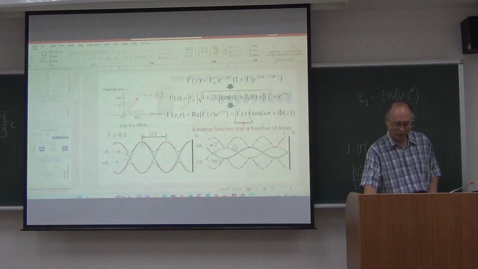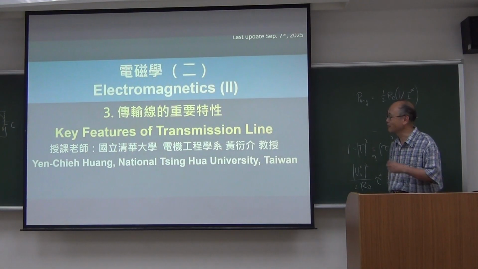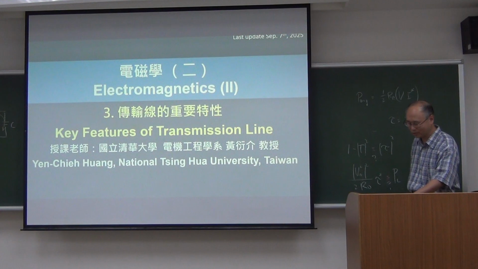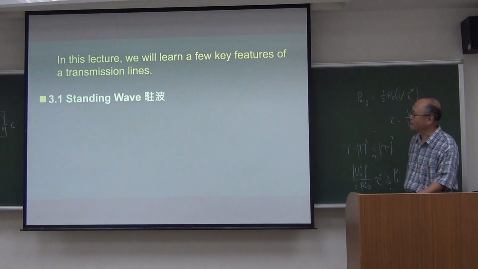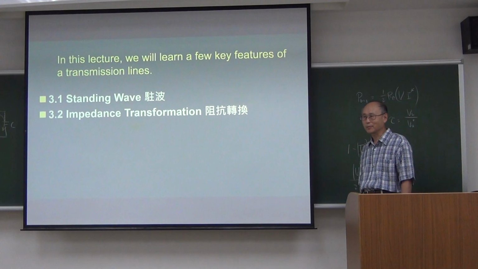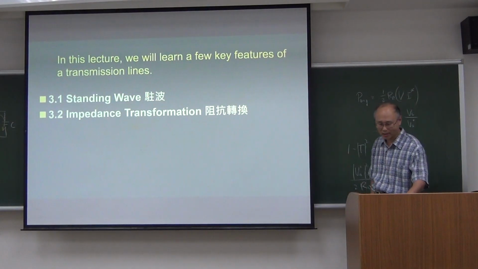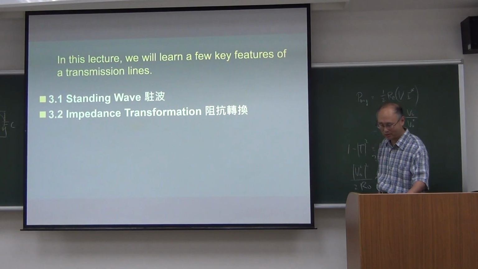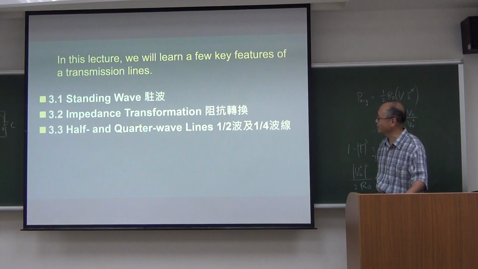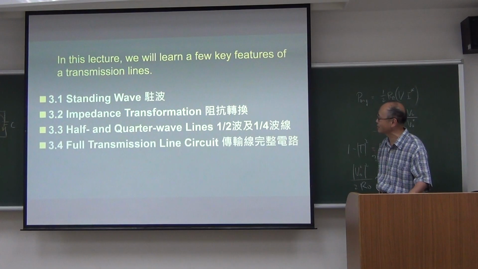We're going to talk more about transmission line. Okay, a few key features. Okay, the first thing is that we want to talk about standing wave on the line, and then want to talk about impedance transformation. And again, this part is to sort of simplify the concept and also calculation, and eventually you can use a computer to do the calculation. Okay. And then 2 important lines, quarter wavelength line and also the half wavelength line.